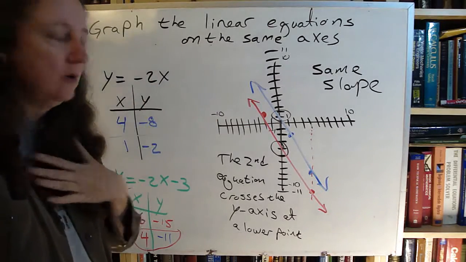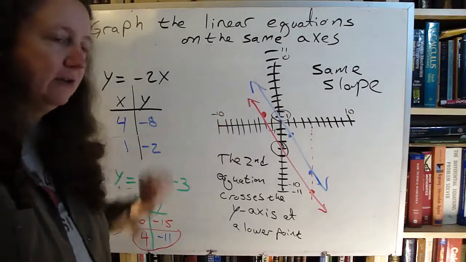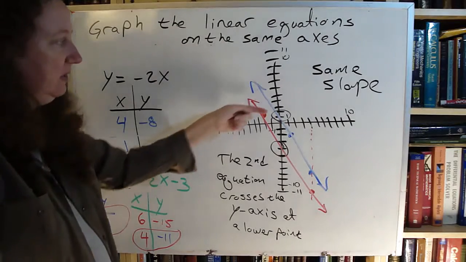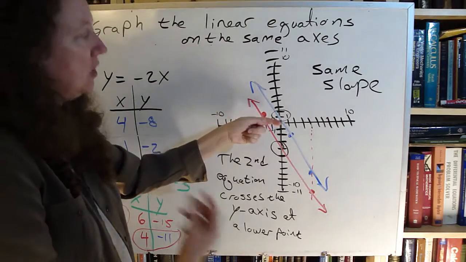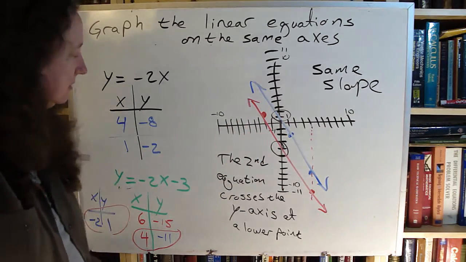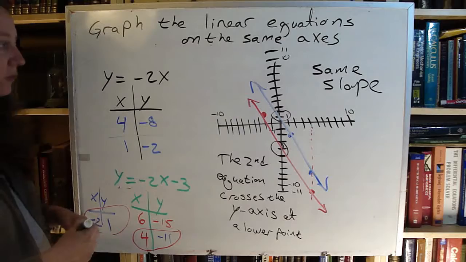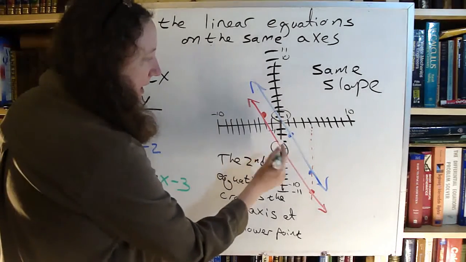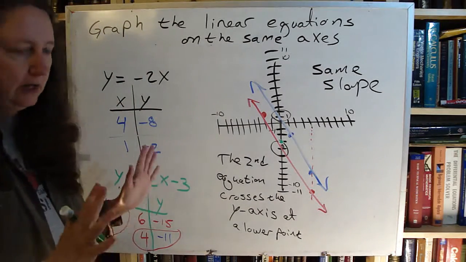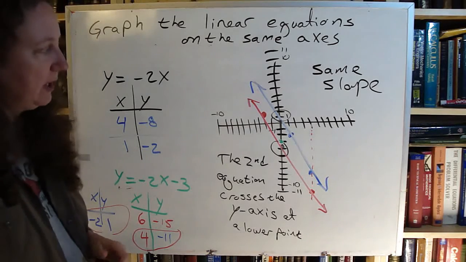Bear in mind, I am not an artist. My lines are not perfect, so that is not the exact amount of space that it's supposed to be. But it is getting across to you that this is a lower point on my axis. As far as where it's supposed to cross, it's supposed to cross right here at 3, negative. But, like I said, I'm not an artist, I'm not perfect. On the computer, you should be able to do much better.